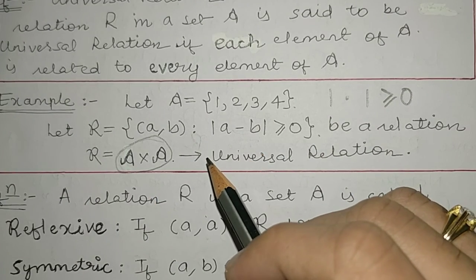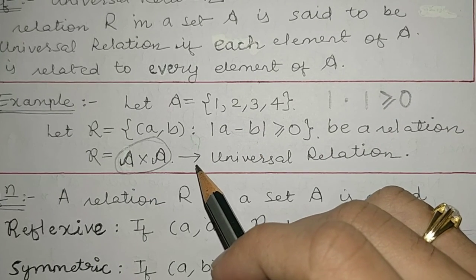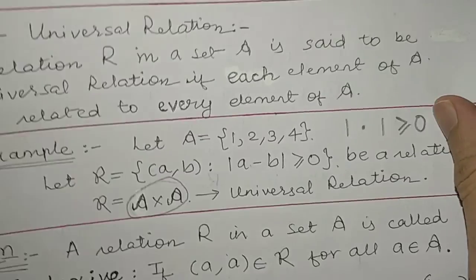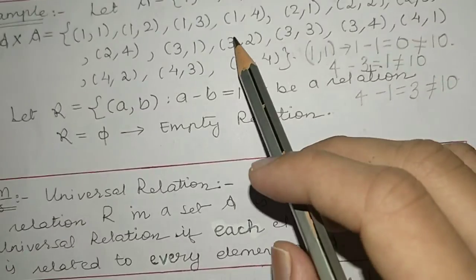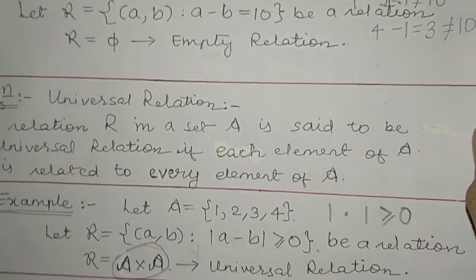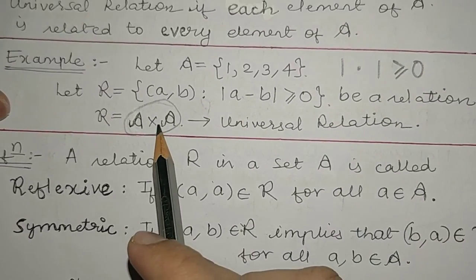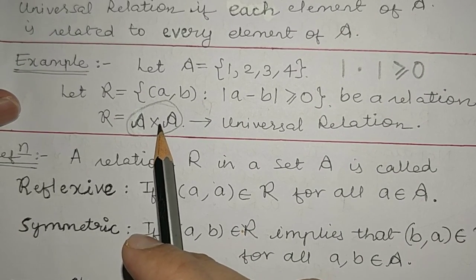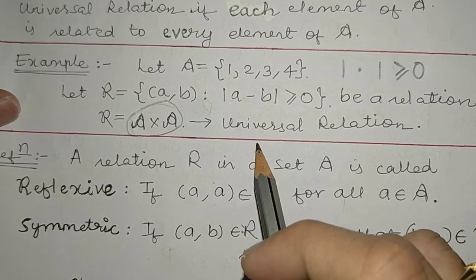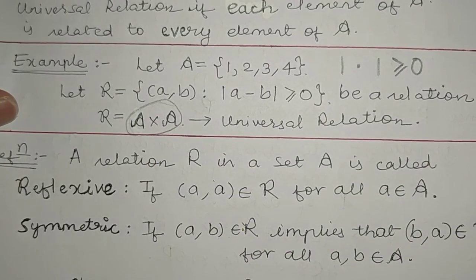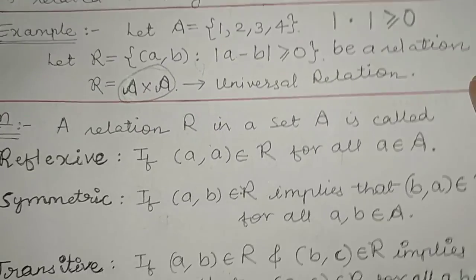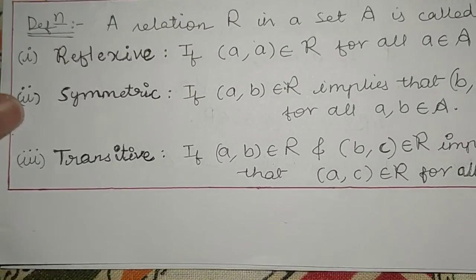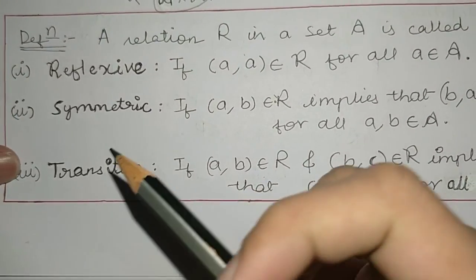So there are two types of relations you have studied now. One is the empty relation, wherein there is no element. And the universal relation has all the elements of A cross A, that is, you have the set A cross A as the relation. That is nothing but the universal relation. Now let us go to the next definitions.